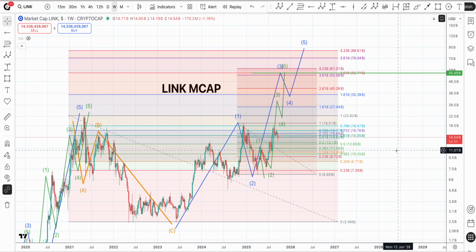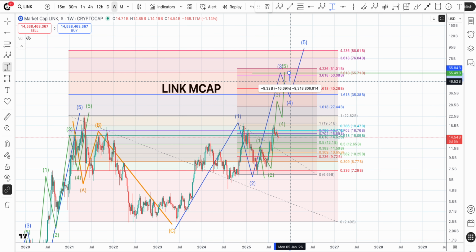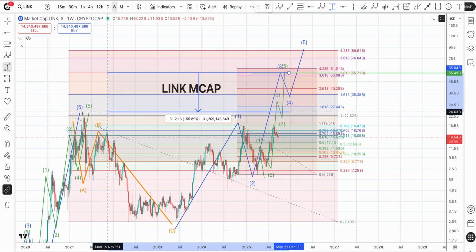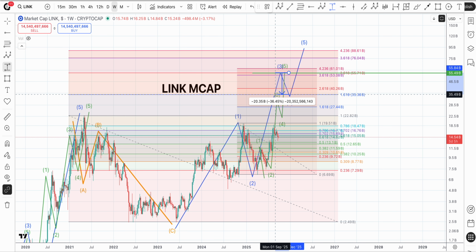After that, in an alt season, typically we see like a 35 to 50% pullback. The deeper pullbacks are typically going to be on the smaller cap coins. Link is a pretty large cap, so we're thinking somewhere between the 35 and 40% mark. Coming back down to the 1618 of this whole range, you can see that puts us right there at about 36%.